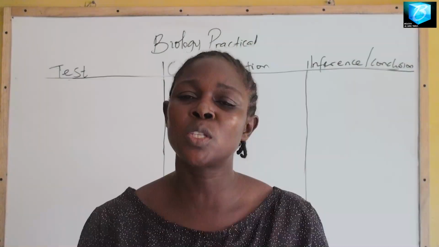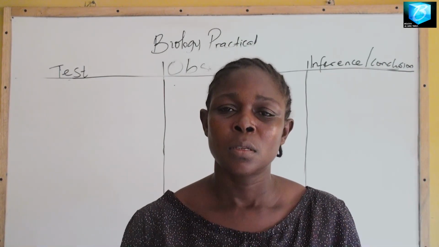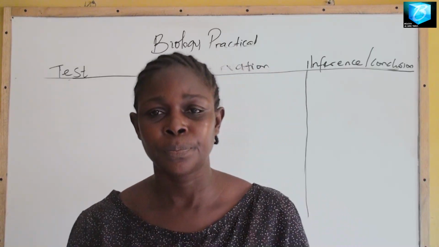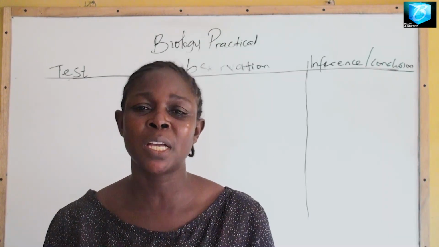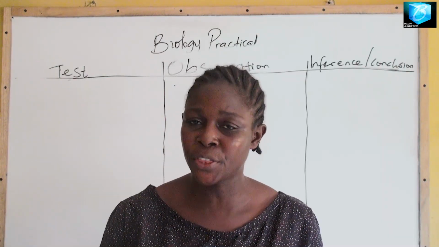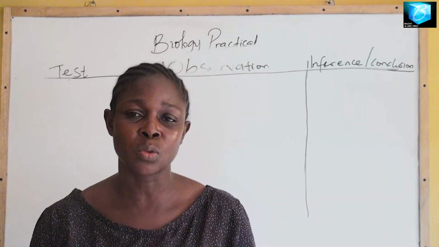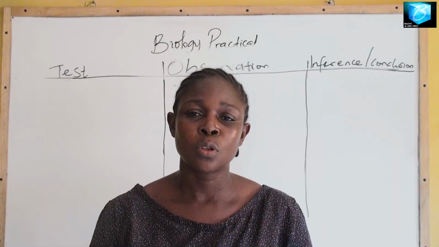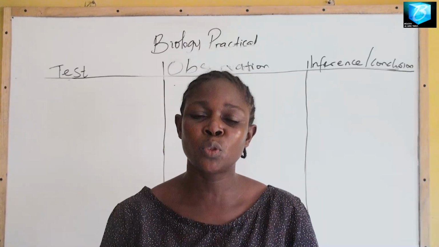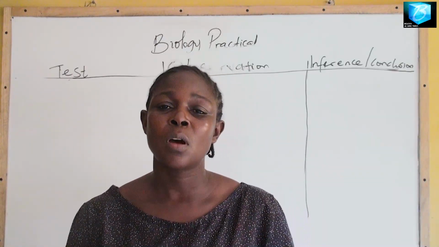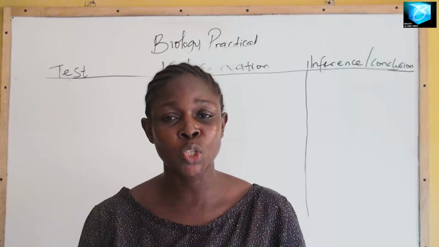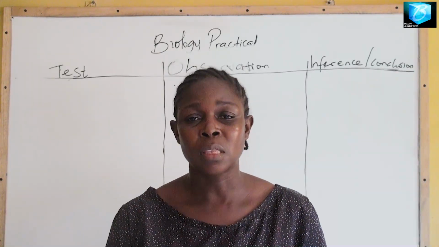The second test we're going to be doing is test for simple sugar. Don't forget that simple sugars are three. We have the glucose, we have the fructose, and we have the galactose. From any source of food, if you want to test for simple sugar, most of the times, Benedict solution is the reagent that is needed.